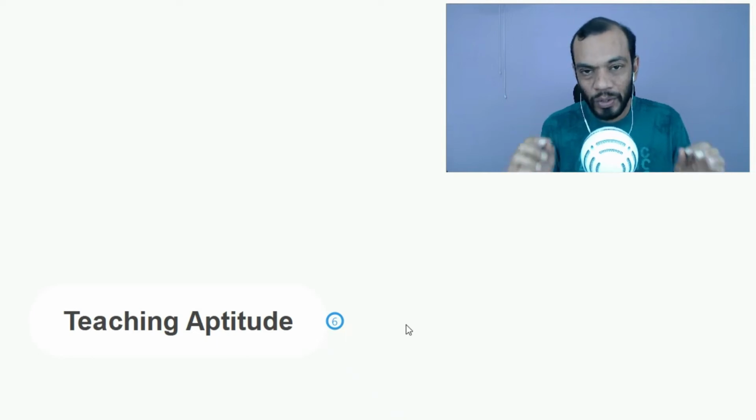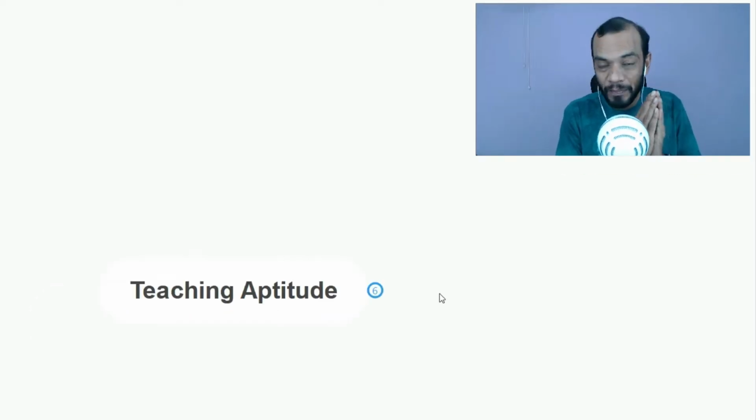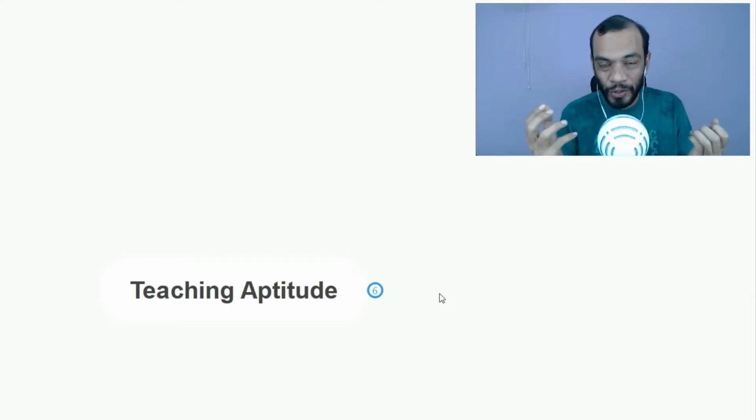Do you want to score high marks for the first paper of UGC NET? If you watch this video, you will get a very good understanding about the first concept, which is known as the teaching aptitude. There are 6 components, the fundamentals of teaching, which we all know.